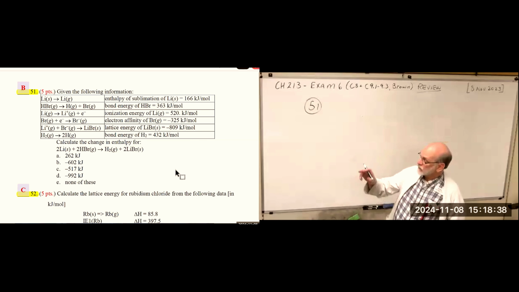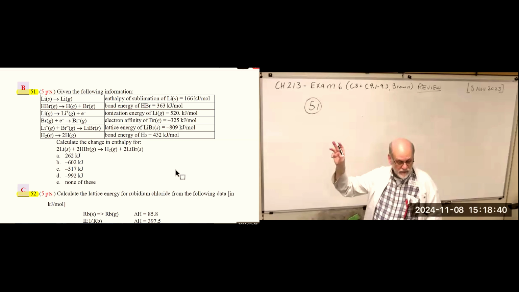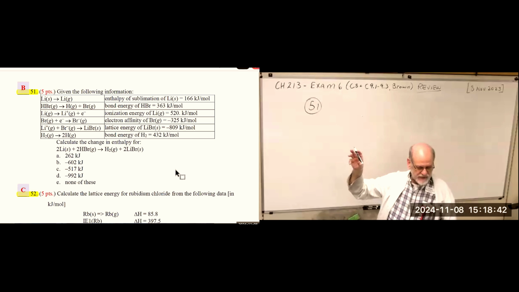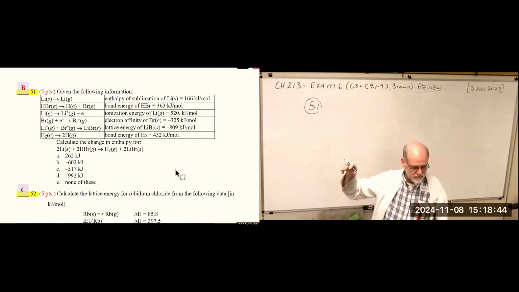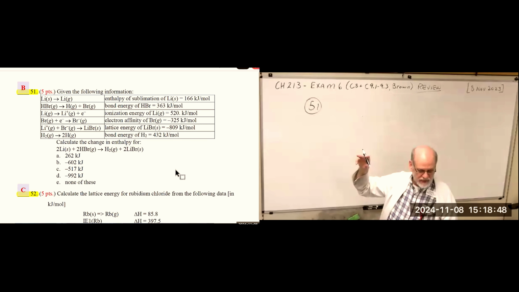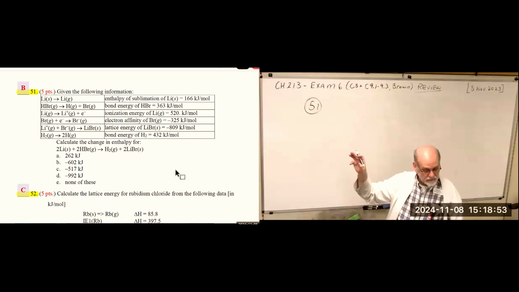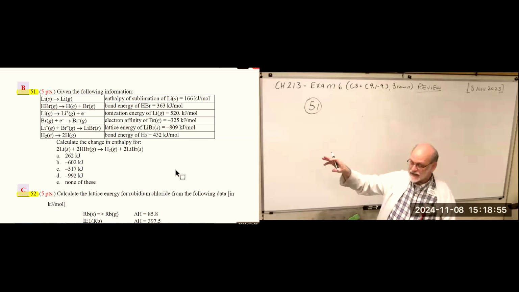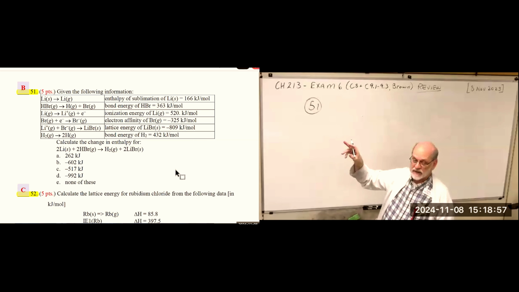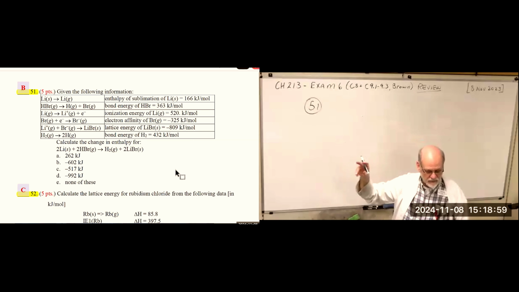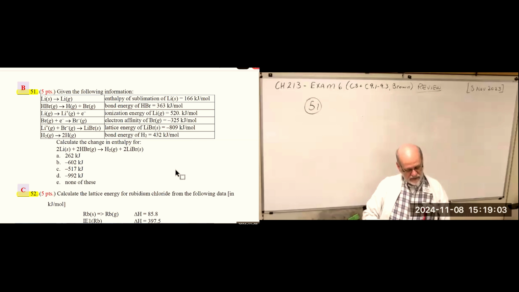So that first one from solid to gas is sublimation. The second one is the bond energy of H and Br. The third one is ionization energy. We've seen that one before. Then electron affinity for the bromine. And then the lattice energy for the lithium ion and bromine ion makes solid. And then the bond energy for 2 hydrogens. It would take a lot of time to put that together.